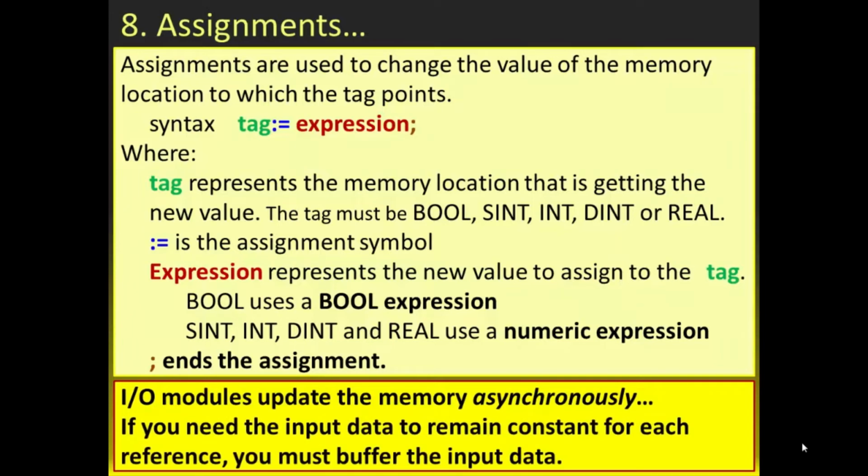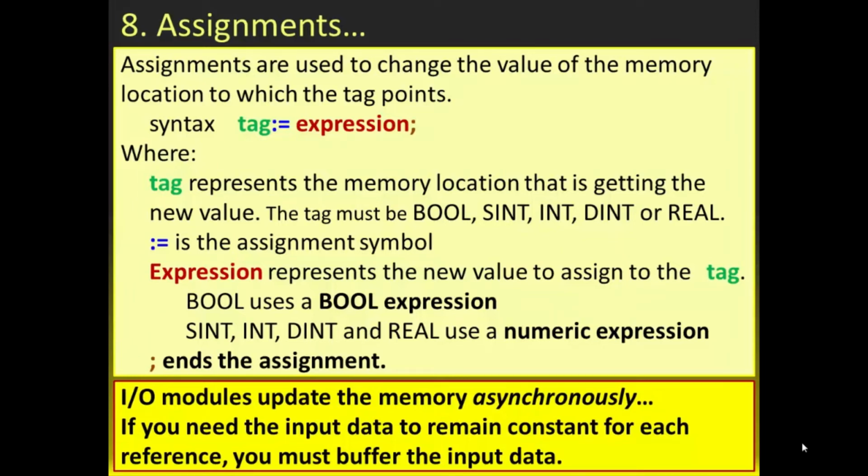If you need the input data to remain constant for each reference, you must buffer the input data. In other words, the very first code that you execute in the continuous task are simply move statements that move the data from an I/O tag to an internal tag, and then you use the internal tags all the way throughout your code.